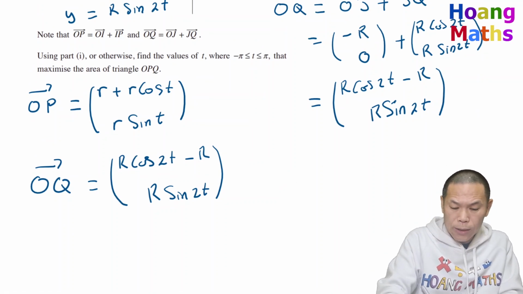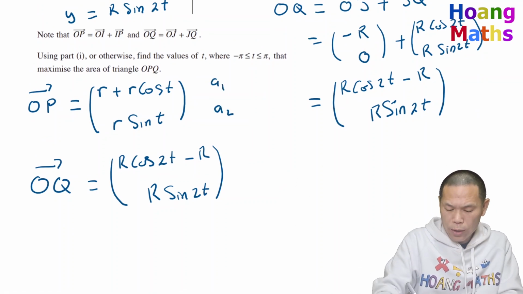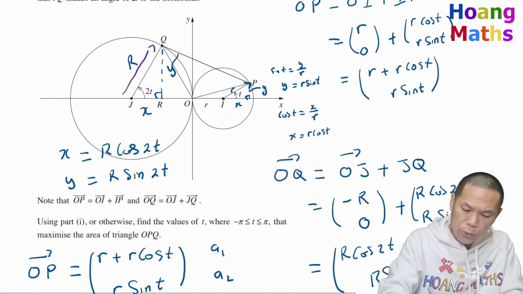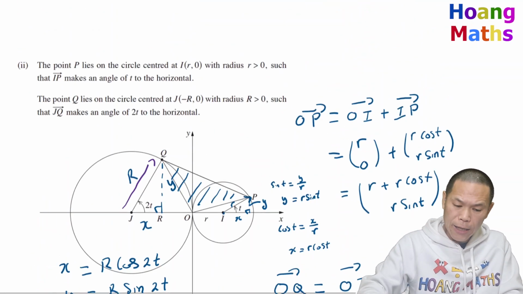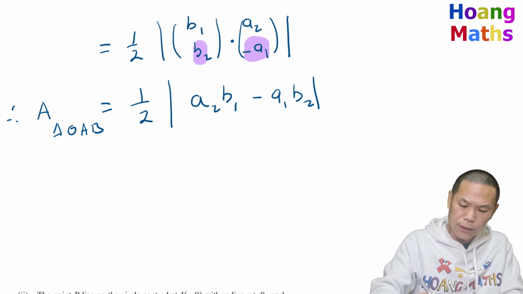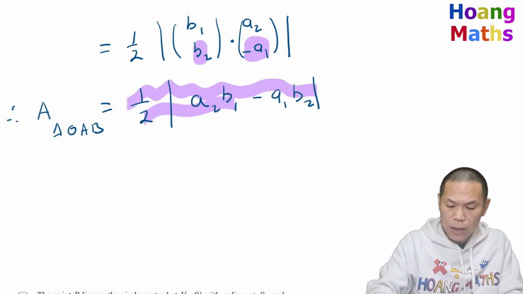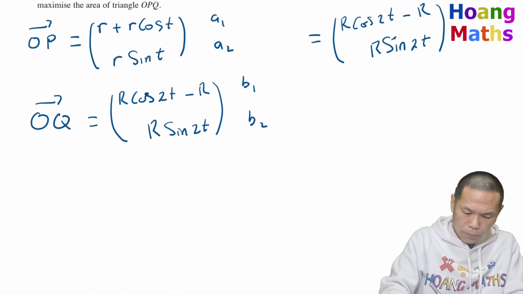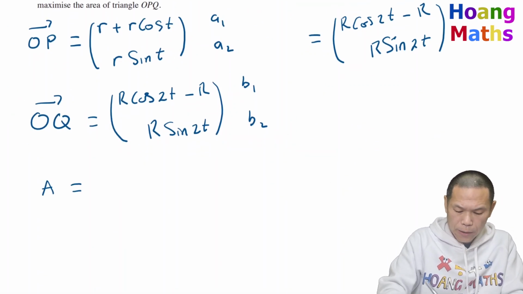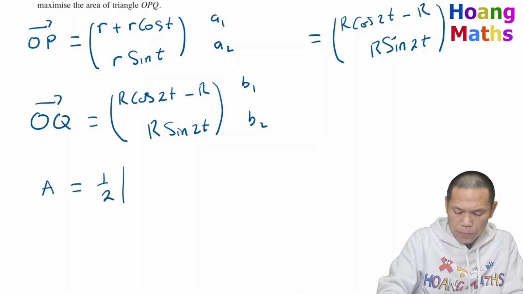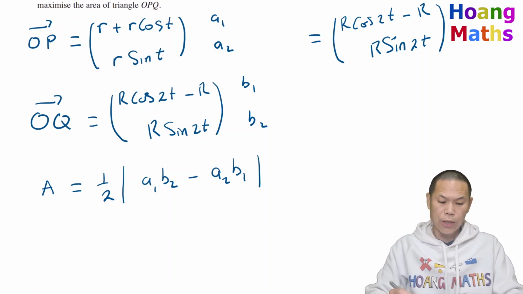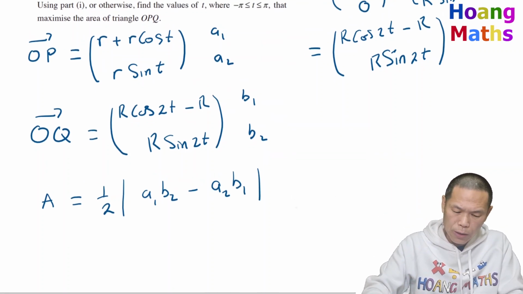So let's just name these. This is like I1, I2, and this is B1, B2, right? And we know the area of a triangle, from part I, the first part. So half of the absolute value of I1B2 minus I2B1. So area is a half I1B2 minus I2B1.